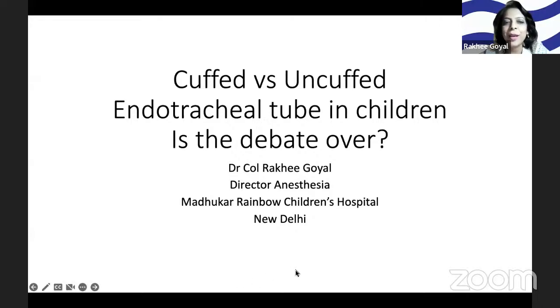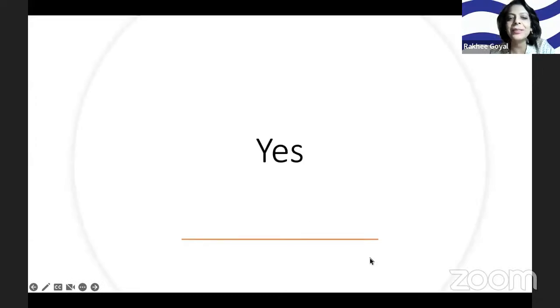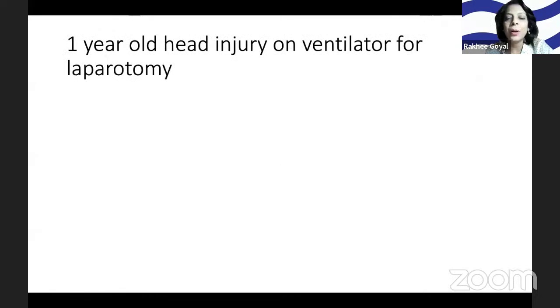So the entire debate on cuffed versus uncuffed endotracheal tube in children, is the debate over? My answer is just a three-letter word. Absolutely yes. Now, the case scenario which was just put up for us was the first one, the one-year-old head injury on ventilator for a laparotomy. Now, the answer is very obvious here. Given a choice, there are many limitations, but given a choice, I would definitely go for a cuffed endotracheal tube in a one-year-old child.